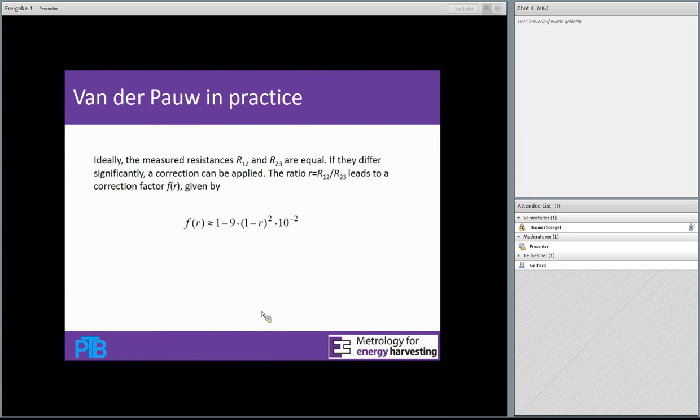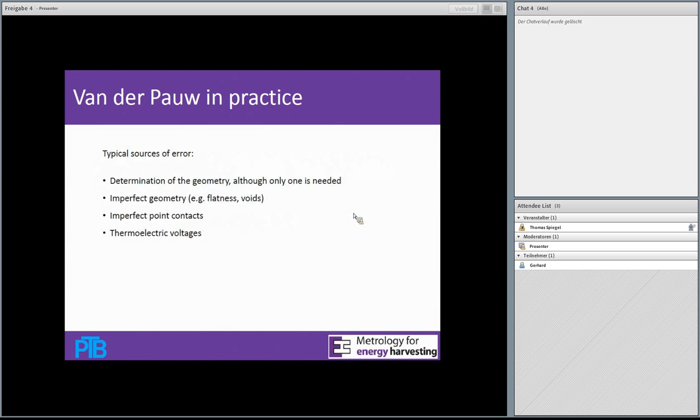There are some other constraints to the Van der Pauw measurement. You measure 2 resistance values, and if you have an ideal quadratic sample, you would expect that both resistance values are the same. But in practice, this is rarely the case, but the Van der Pauw theory gives a correction factor, so you have to determine the ratio of these 2 resistances, and you get some correction factor for the final value.